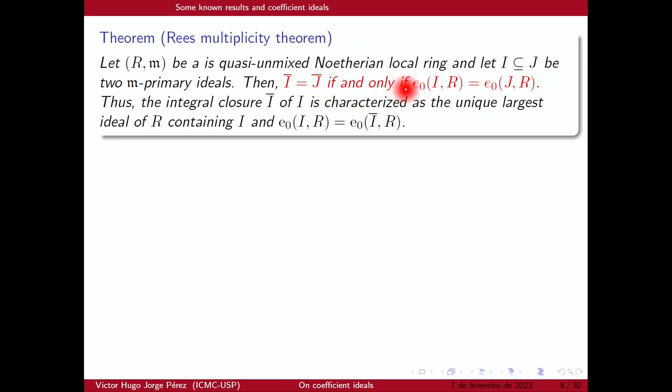This equivalence is very, very famous and very important in commutative algebra. This integral closure of I characterizes the unique largest ideal containing I that satisfies this equality: the Hilbert-Samuel multiplicity of I is equal to the Hilbert-Samuel multiplicity of the integral closure of I.